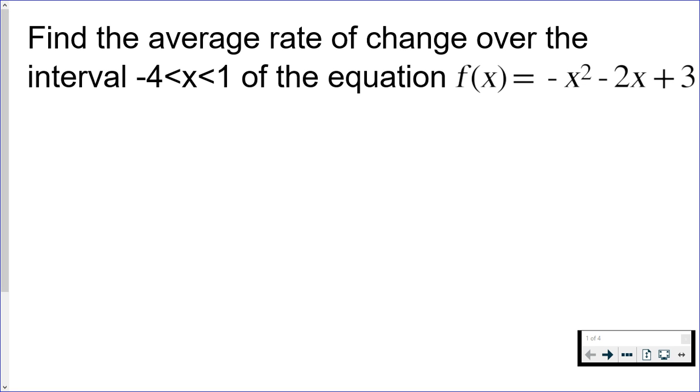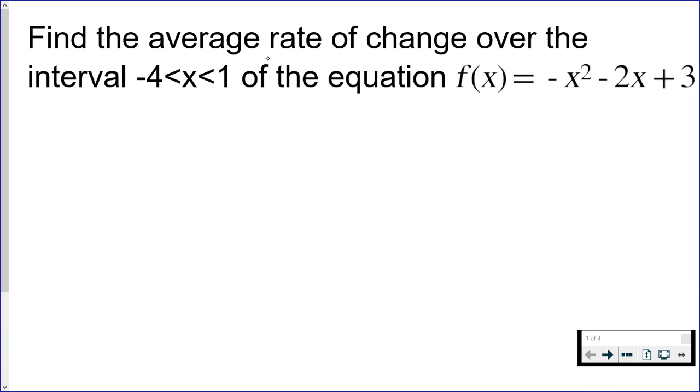This is an example of how to find the average rate of change over a certain interval on a function. Now, you may be looking at this like, I have no idea what the heck this question is asking, but if you have taken Algebra 1 and you are somewhat familiar with graphs, especially lines, then you actually will be familiar with some concepts in the work that I do on this problem.